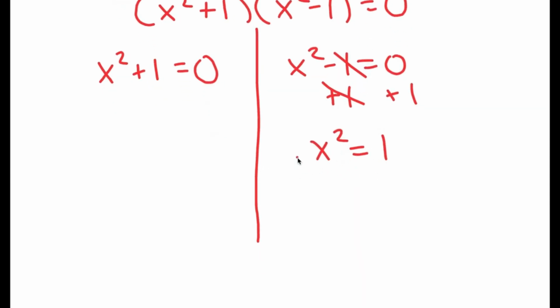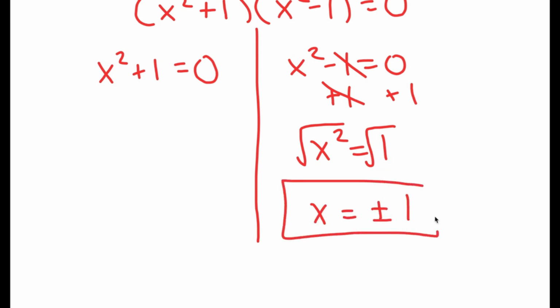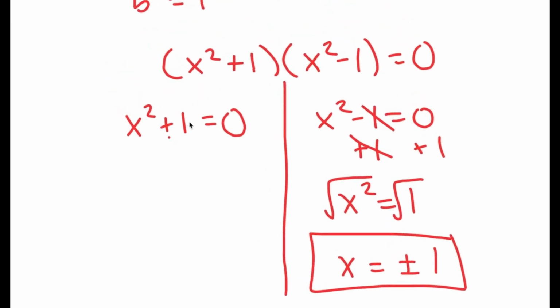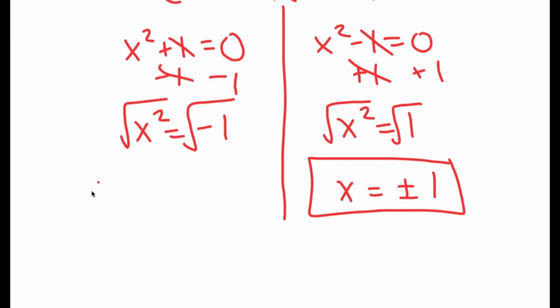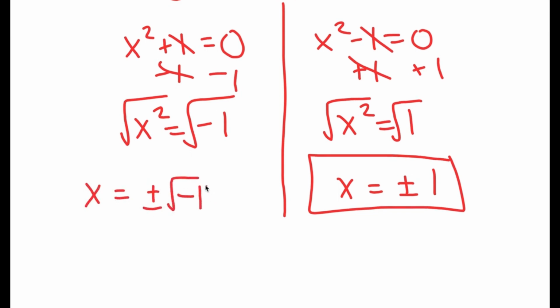And now I'm going to take the square root on both sides. Square root of x squared is x, and I get x equals positive or negative 1. Now for x squared plus 1 equals 0, I'm going to subtract 1 on both sides. So I get x squared is equal to negative 1. I'm going to again take the square root on both sides, but this time I get x is equal to positive or negative square root of negative 1.